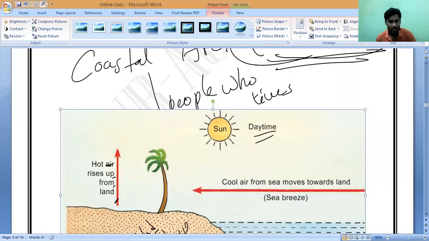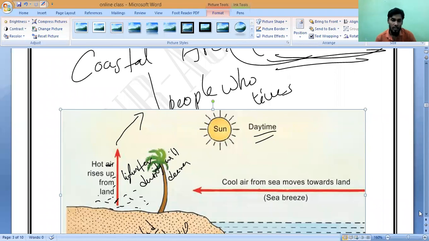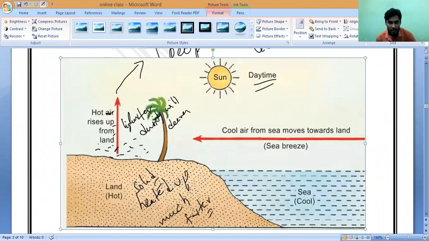Now what will happen? If the land is heated much faster, the air present above the land will start heating by this heat energy, so it will become lighter and its density will decrease. This hot air above the land during daytime will start rising upwards. But as we know, water is a poor conductor of heat, so the convection process in water is very slow.